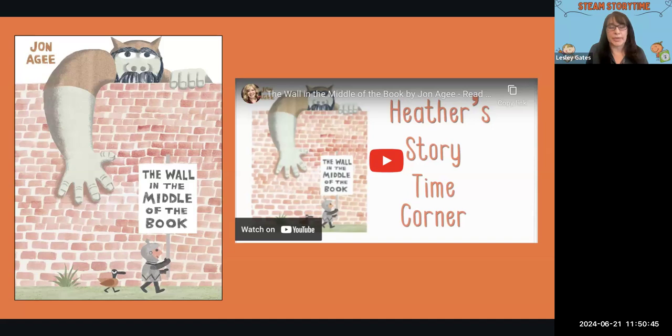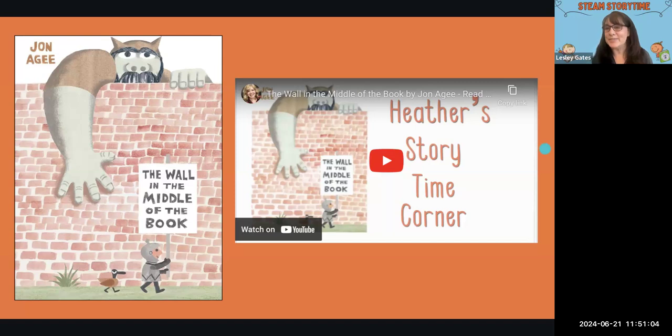And if you don't know the story, really quickly, there is literally, when you open the pages of the book, that brick wall is in the middle of the book, and there's stuff happening on both sides of the wall. So every page you open, there's some drama happening with the wall right in the middle.